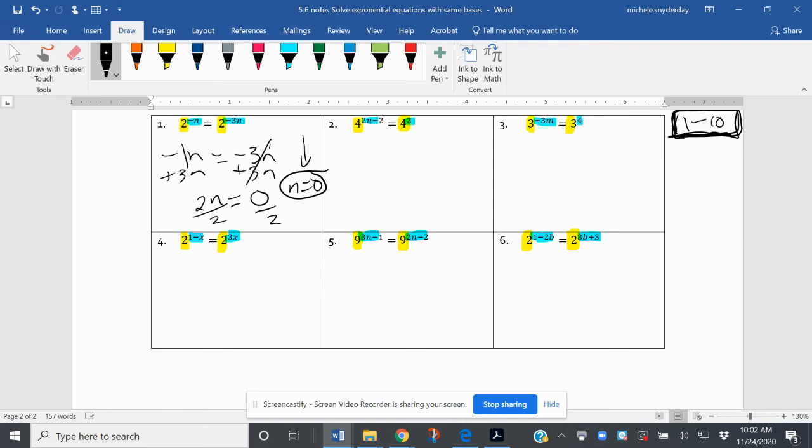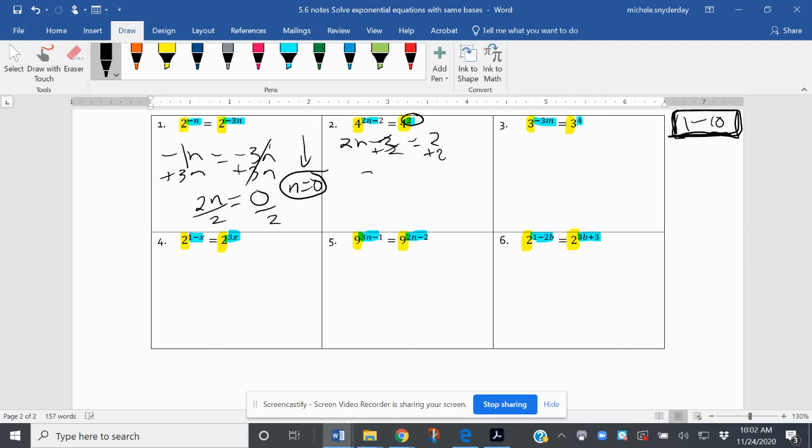Number 2, we're setting our exponents equal to each other again. So 2n minus 2 equals, in this case, just a 2. Well, alrighty, solve them like we did when we were in 7th grade. The opposite of negative 2 is to add 2.